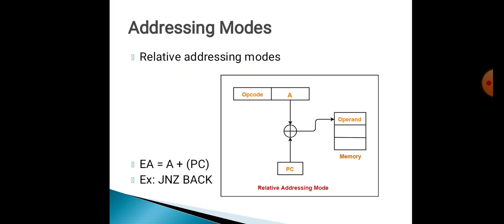The address part is a signed number, so it is possible to have the branch target location either before or after the branch instruction. This addressing mode is commonly used to specify the target address in a branch instruction. Example: jump back. This instruction causes program execution to go to the branch target location identified by the name back, if the branch condition is satisfied.